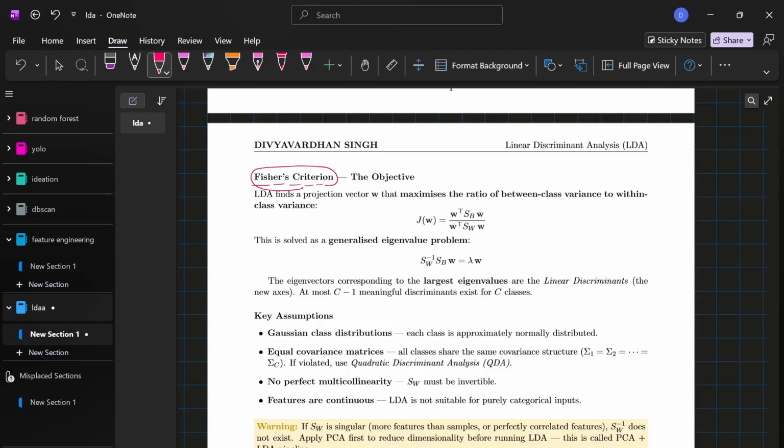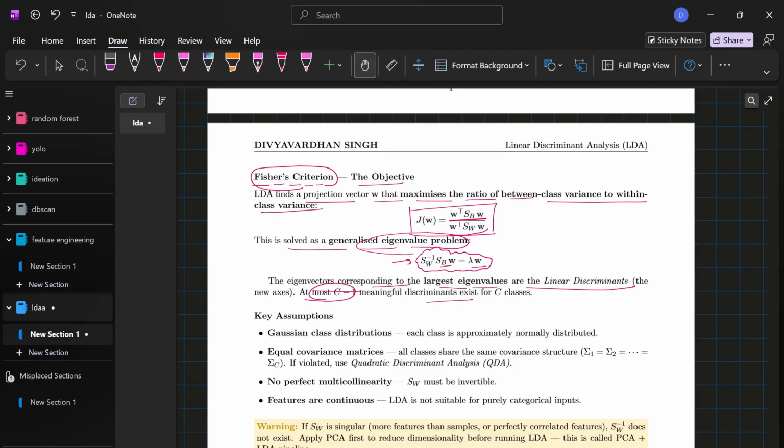Okay, to formalize this, we have something called the Fisher criterion. We want to find a projection vector W that maximizes the ratio of between class variance to within class variance. The formula is also given here. It's J of W equals W transpose SB W divided by W transpose SW W. Maximizing this ratio gives you the best possible separation, and this turns into a classic eigenvalue problem. Specifically, we solve SW inverse times SB times W equals lambda times W. The eigenvectors with the largest eigenvalues are your linear discriminants.